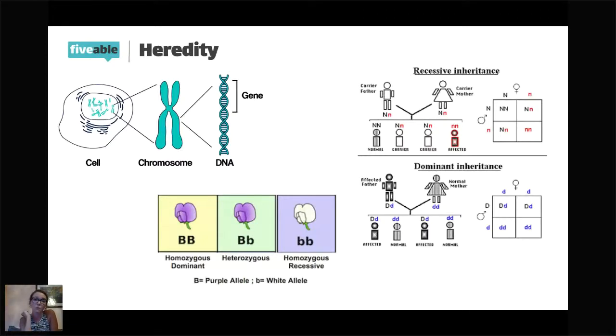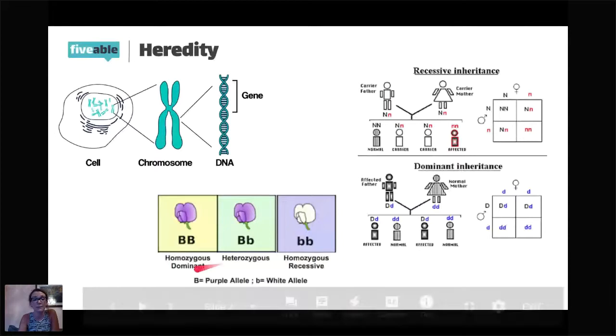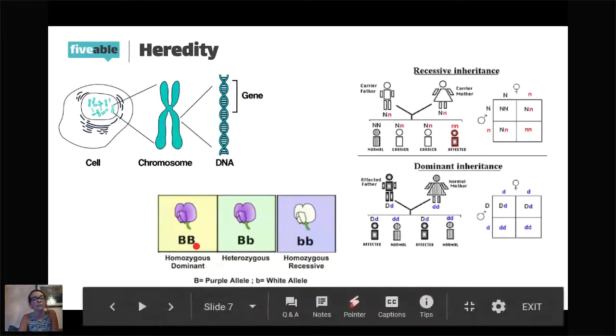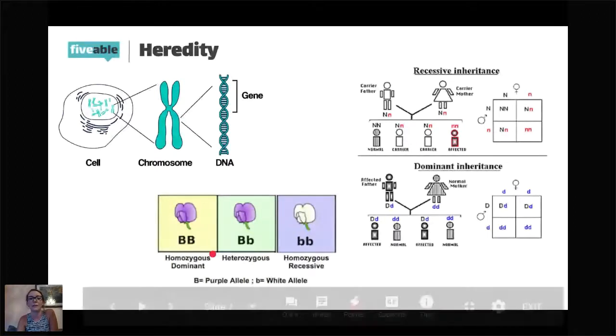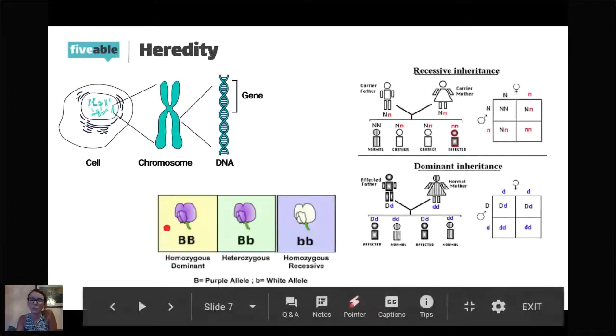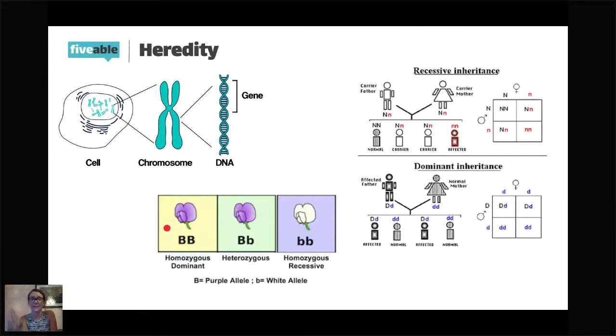Okay, so that allele could be dominant, which in this case we represent with a capital letter, capital B, or that allele could be recessive, lowercase b. So what does that actually mean? Well, in this specific example that you're seeing on the bottom of your screen, a dominant allele means that that segment of gene produces a protein that turns flowers purple. Okay, so that segment of DNA is producing a protein that leads to purple pigmentation.